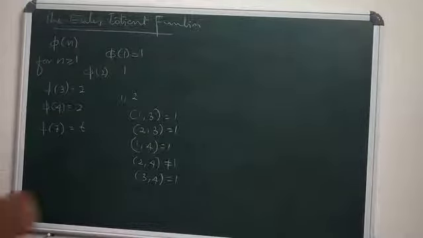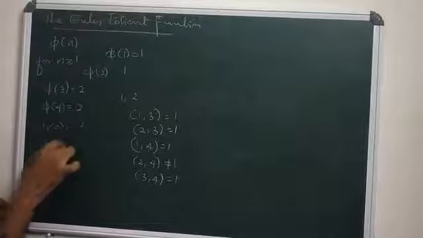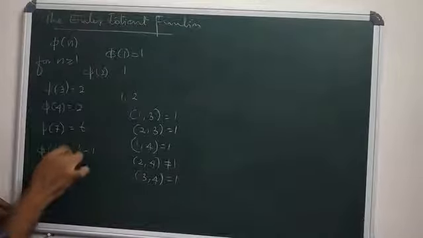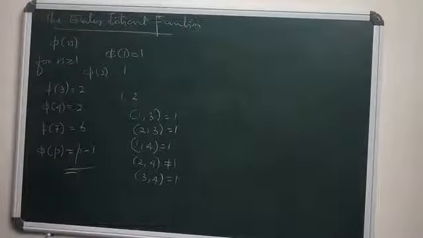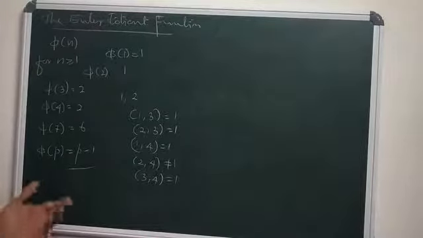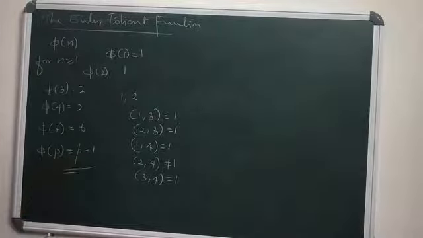So when p is a prime, what is phi of p? Phi of p is p minus 1. 13 is a prime number. So what is phi of 13? All the positive integers less than 13 are relatively prime to 13, namely 1, 2, 3, etc. up to 12. So phi of p is p minus 1.